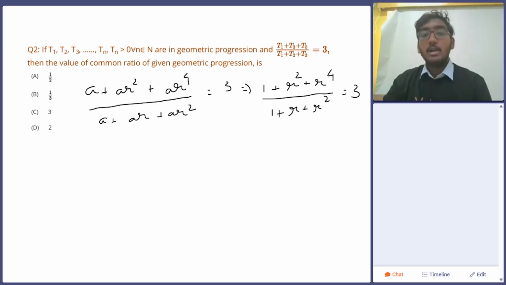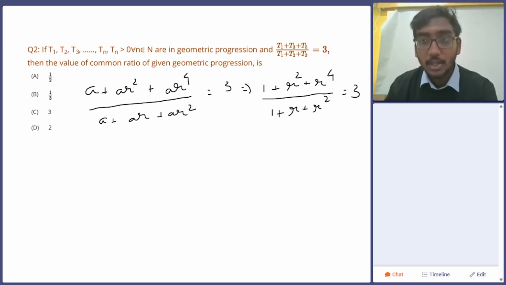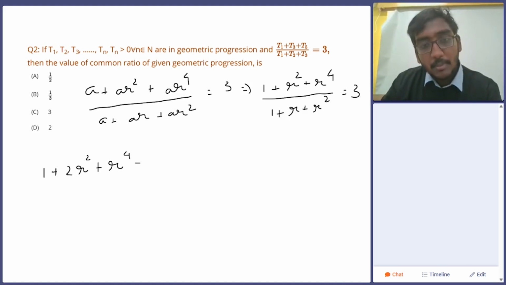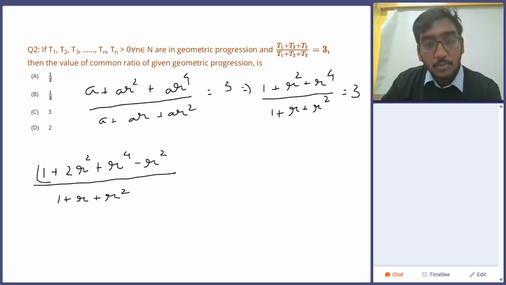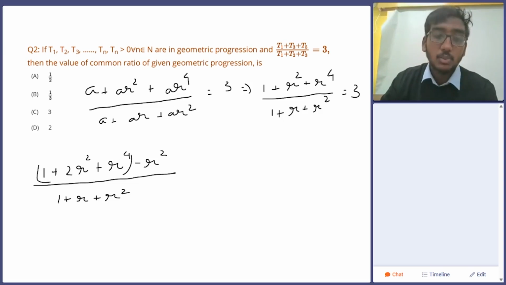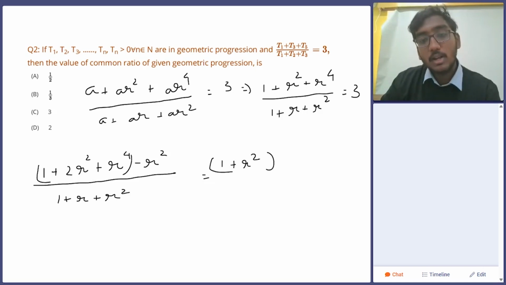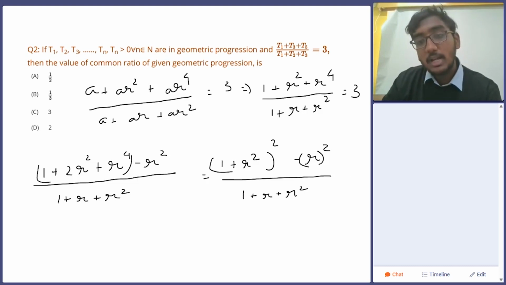And what I will do now is I will add and subtract R square in the numerator, okay? Because we can complete the squares. So I will write the numerator as 1 plus 2R square plus R power 4 minus R square, right? And the denominator will be as it is, 1 plus R square, right? Now, this is of the form of A square plus 2AB plus B square, where A is 1 and B is R square. So you can write this as what? 1 plus R square whole square, right? Minus R square. This can be written as R the whole square, right? And denominator will be what? 1 plus R square, right? That is known to be 3.